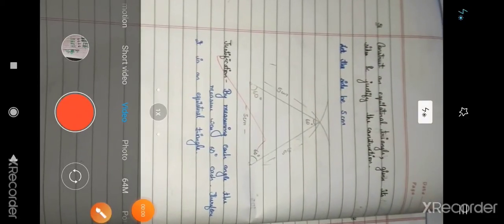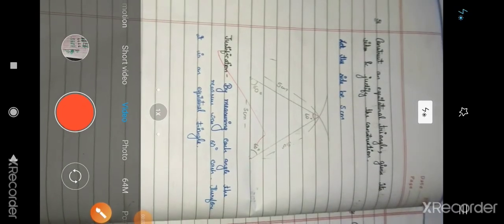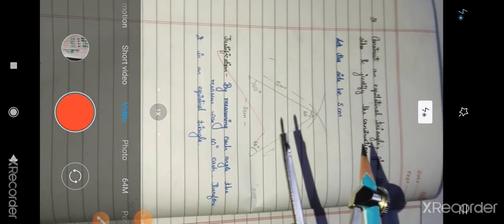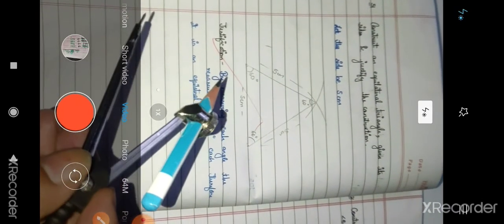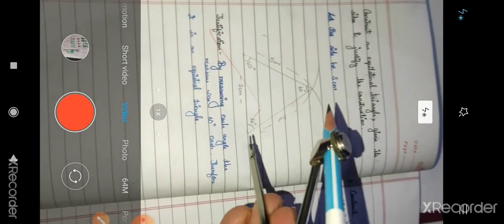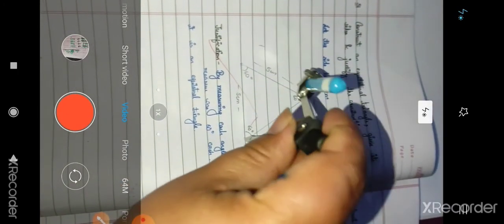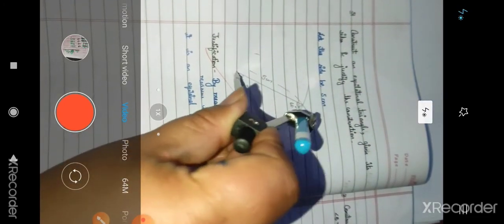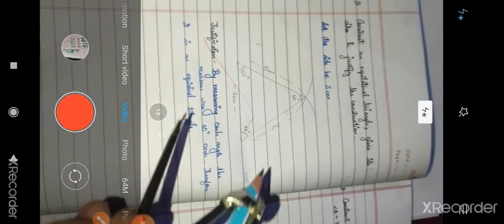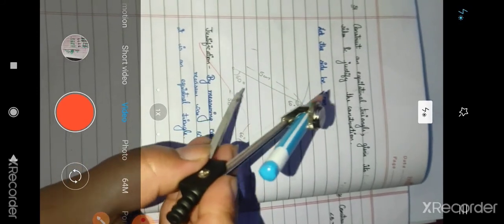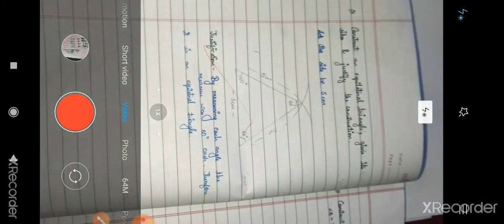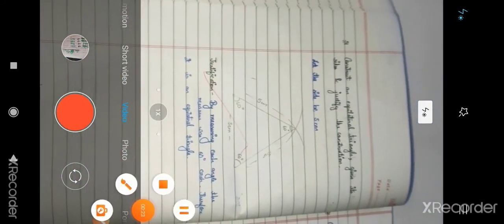Now moving to the last question of this exercise: construct an equilateral triangle and justify your construction. First you will draw a line like this. The same line length you will take in your compass, and you will cut an arc like that, and a second arc from here. Then you will join these lines, and if you measure it, you will see that by measurement it will be 60 degrees. Hence this is the last question of this exercise.